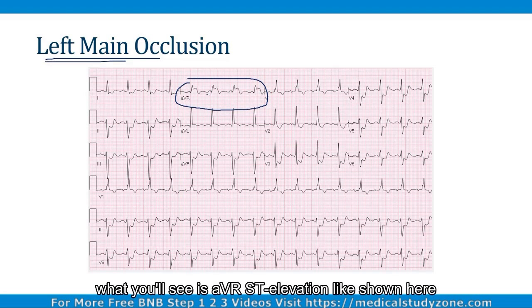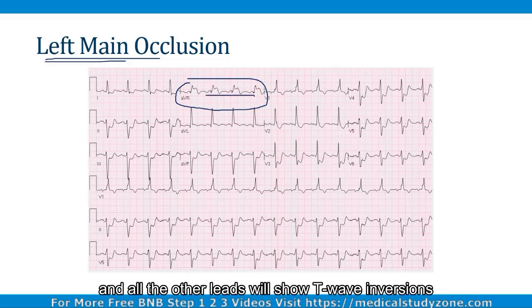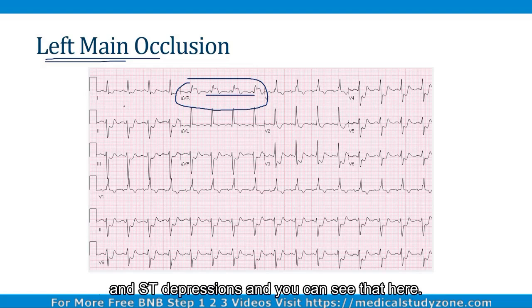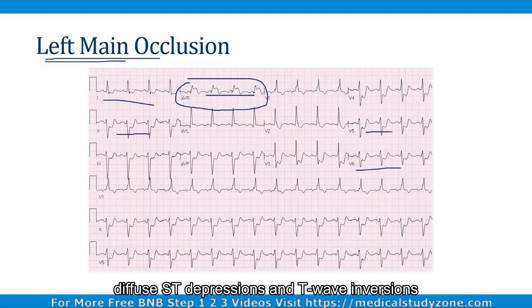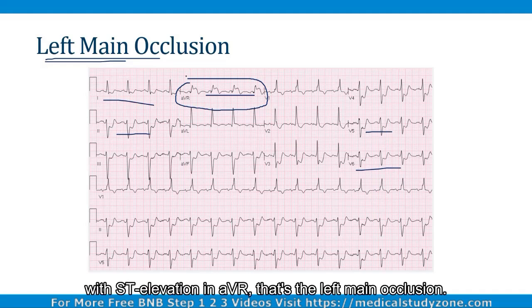What you'll see is AVR ST elevation like shown here, and all the other leads will show T-wave inversions and ST depressions. And you can see that here. There are ST depressions in 1 and 2. You can also see T-wave inversions and ST depressions in V6 and V5. Diffuse ST depressions and T-wave inversions with ST elevation in AVR, that's the left main occlusion.